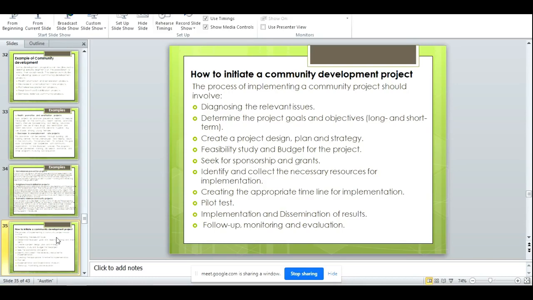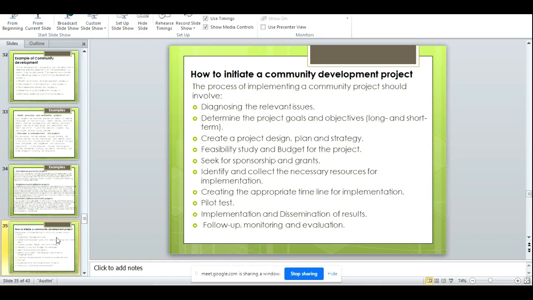You also want to identify and collect the necessary resources for implementation. So the community may also have something to bring to the table for the development of their community, and you want to also create an appropriate timeline for the implementation of your project. This is important because some grant awarding organizations may give you a grant with a timeline. So if your project exceeds that timeline, they may not be willing to continue to fund your project. So you want to create appropriate timing for the implementation of whatever community development project you're trying to do.